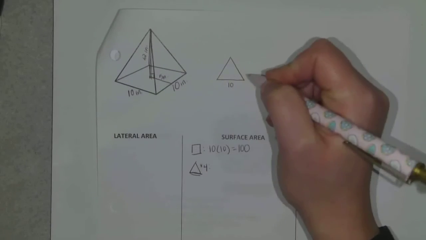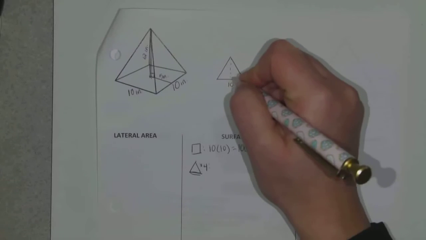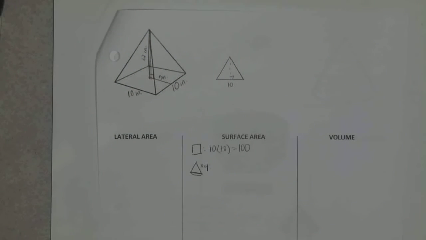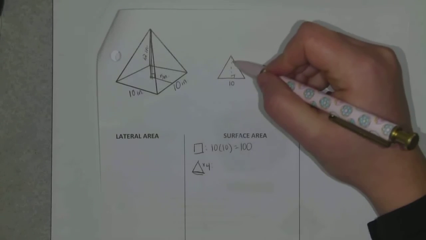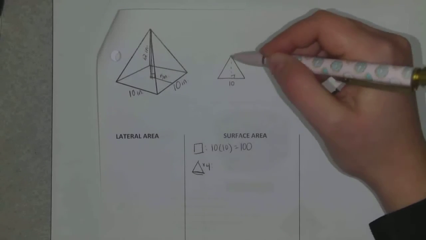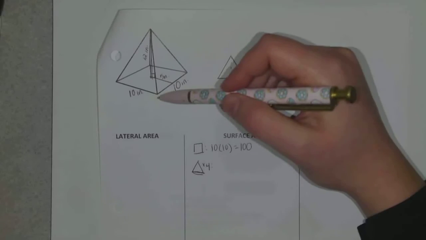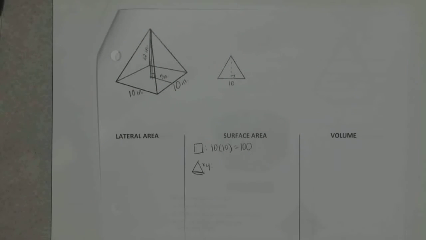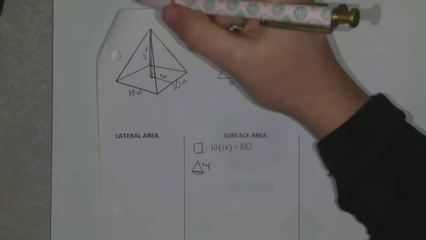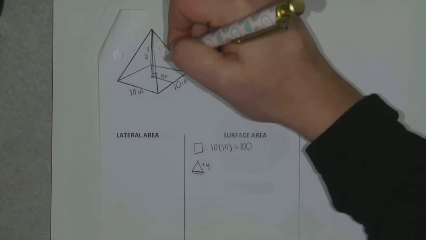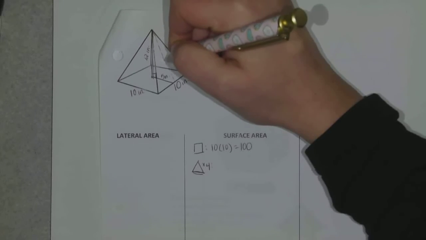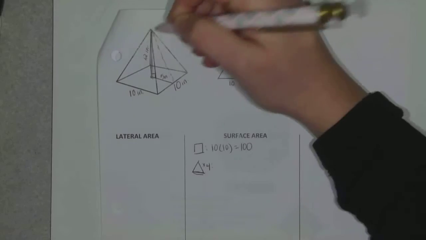The base is 10, and I need the height. Okay, well, here's the thing. I didn't give you these lengths here, right? So you're like, oh, how do I find the height of that triangle? But here's the thing. We do have this triangle here. And I'm hoping that you'll be able to see this.